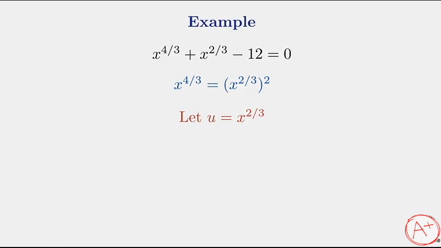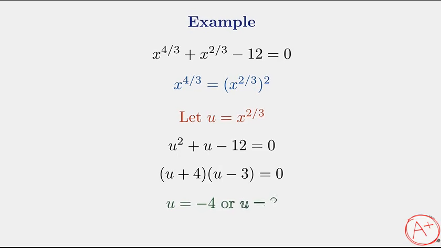Let's solve the equation x to the 4/3 plus x to the 2/3 minus 12 equals 0. Step 1. Identify the substitution. Notice that x to the 4/3 is equal to the square of x to the 2/3. So, let u equal x to the 2/3. Step 2. Form and solve the quadratic. Our equation becomes u squared plus u minus 12 equals 0. Factorizing this gives u plus 4 times u minus 3 equals 0. This yields two possible values: u equals -4 or u equals 3.